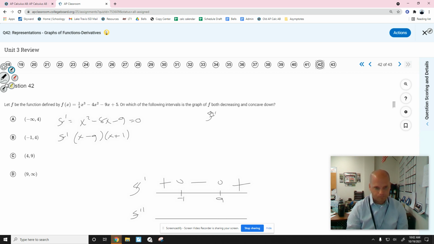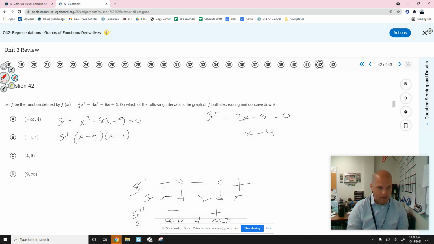F double prime. 2x minus 8. When does that equal 0? X equals 4. Positive, negative. That's telling me f prime is going down then up, or f is concave down then concave up. I'm going to skip the whole f prime up and down. This tells me f goes up then down then up.